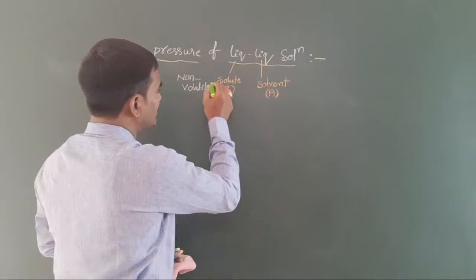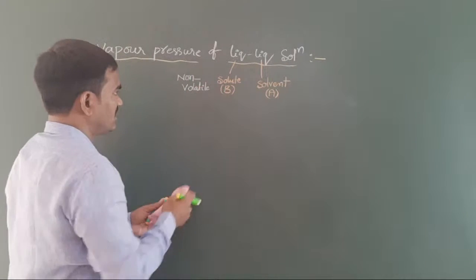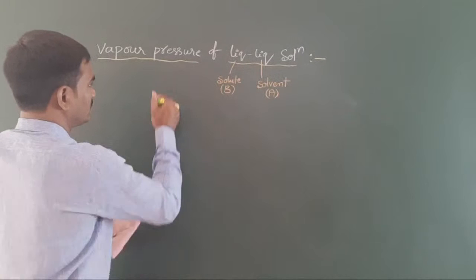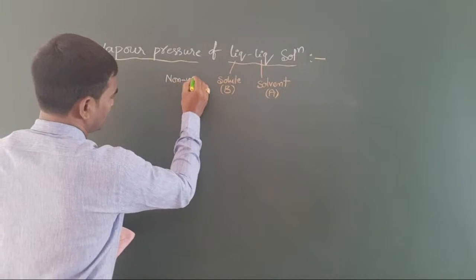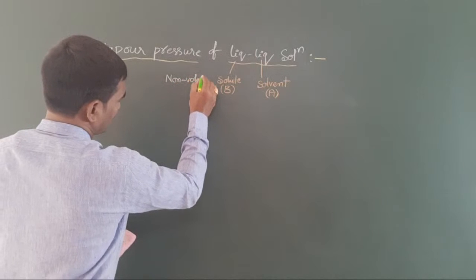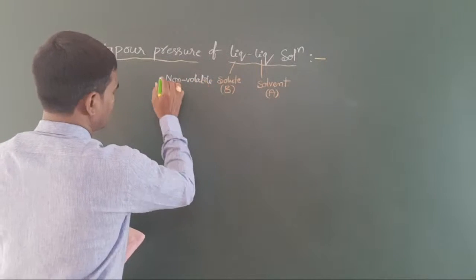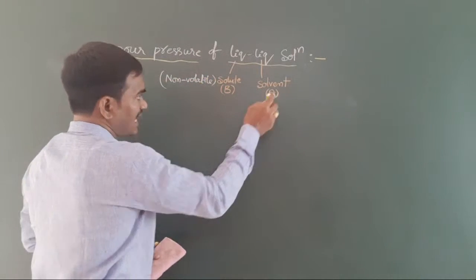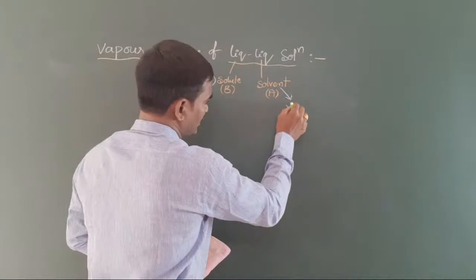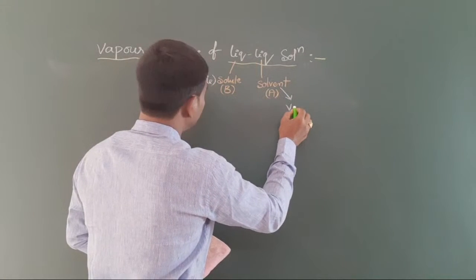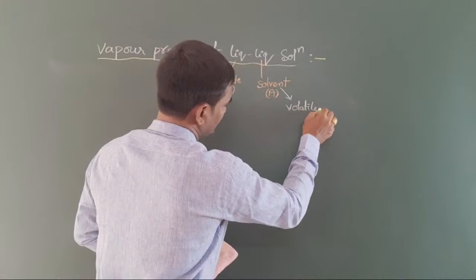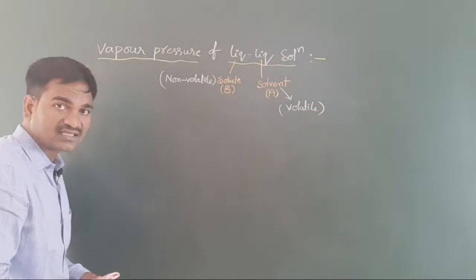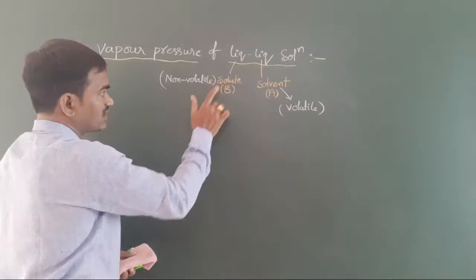Okay, solvent. Remember clearly, I will write here: solute is non-volatile. So you can take it like this. And solvent here is volatile. So this is the major difference. Okay, solute is non-volatile.